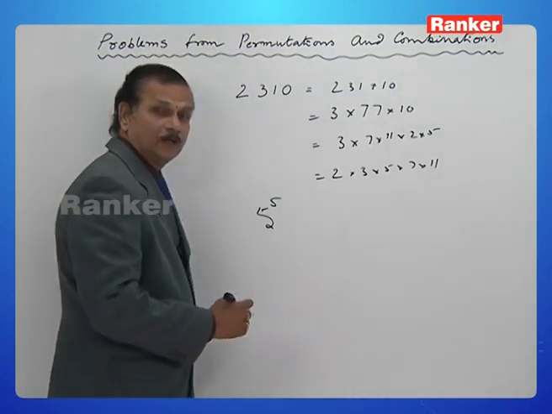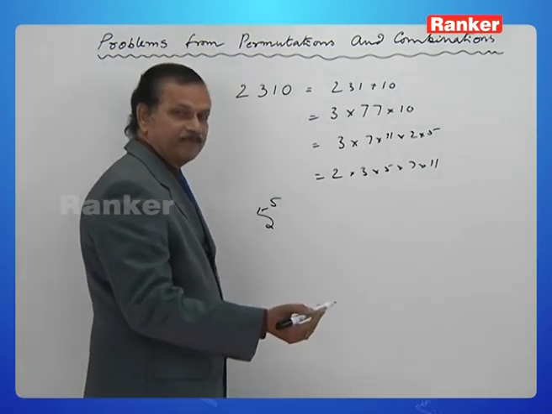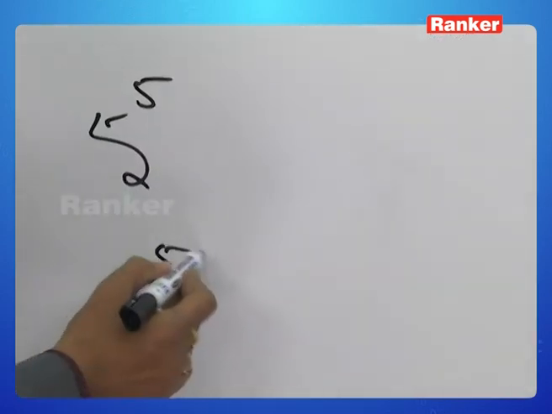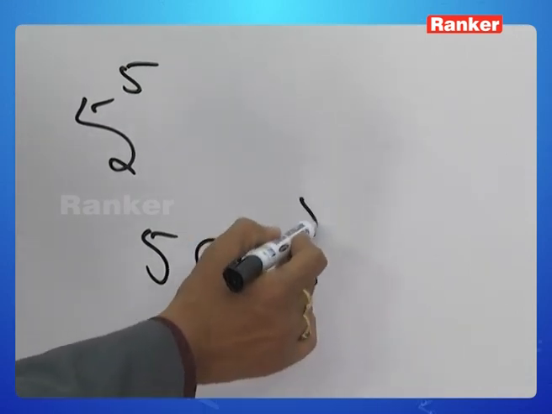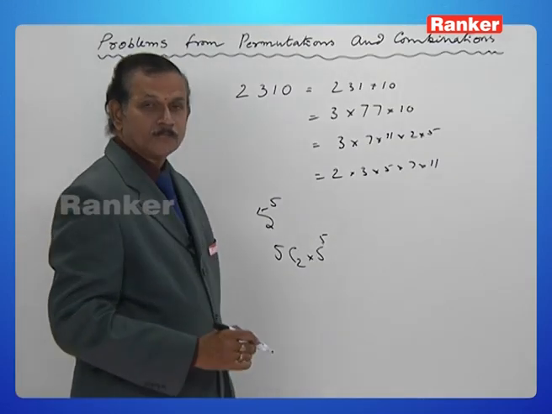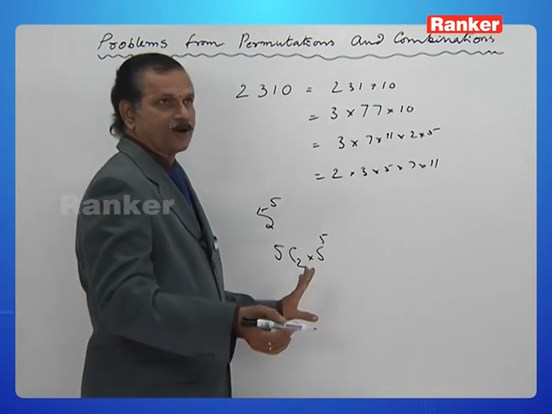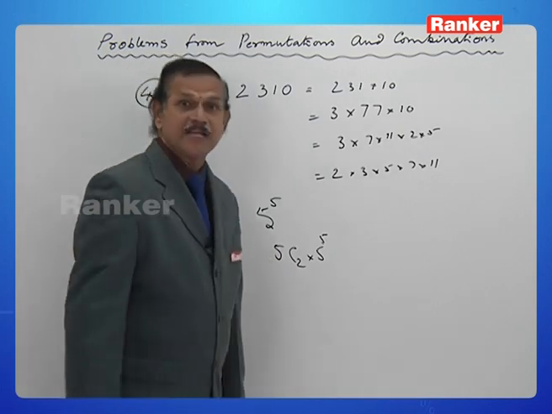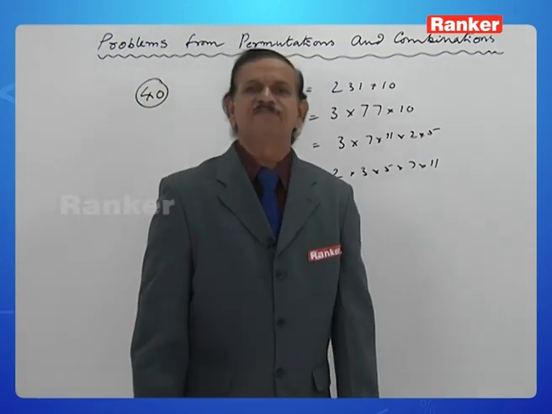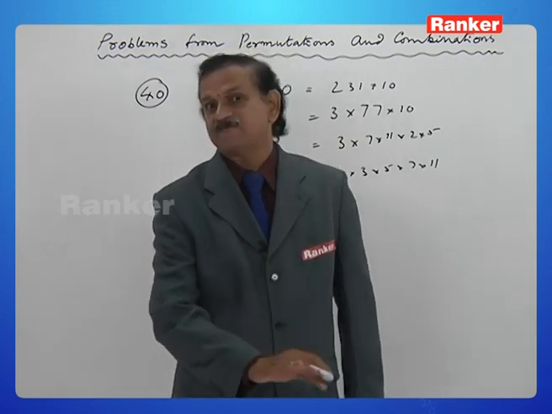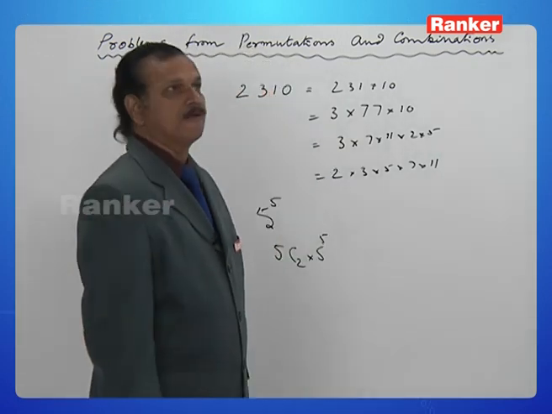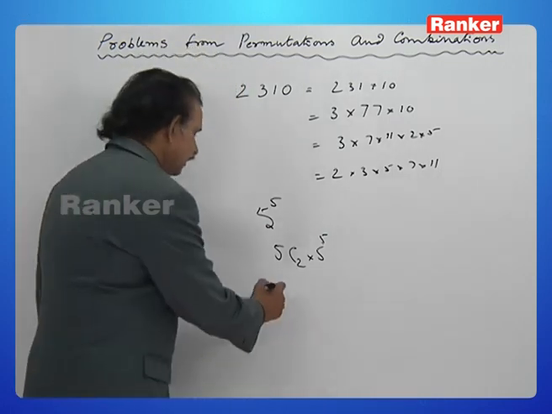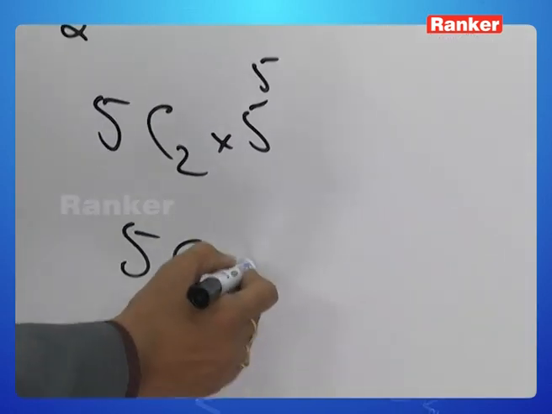So if 2 of them are negative and 3 of them are positive, how many ways can we select them? 5C2 into 5 power 5. 2 of them are negative, so their product is positive. That case may happen. And then one more case is also there. What is that case? 4 of them might be negative and 1 is positive. Out of those 5, which are to be negative, you can choose in 5C4 ways. Hence, the answer will be 5C4 into 5 power 5.